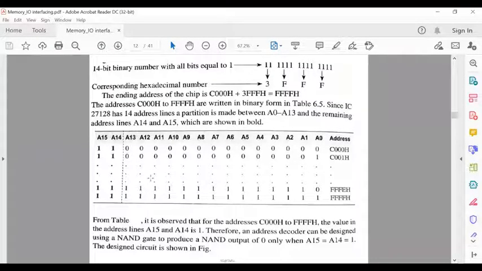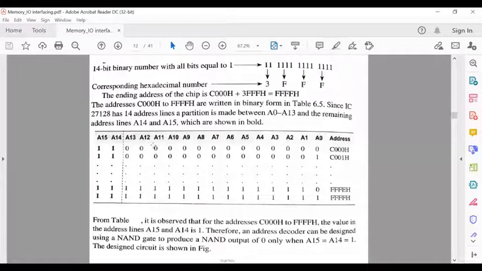In between, how many memory locations are there? 16 kilobytes of memory locations are available, but you don't need to consider them. As I told you earlier, you have to consider the first one and the last one, because you have to calculate the ending address. The starting address is given here as C000, but what will be the ending address?